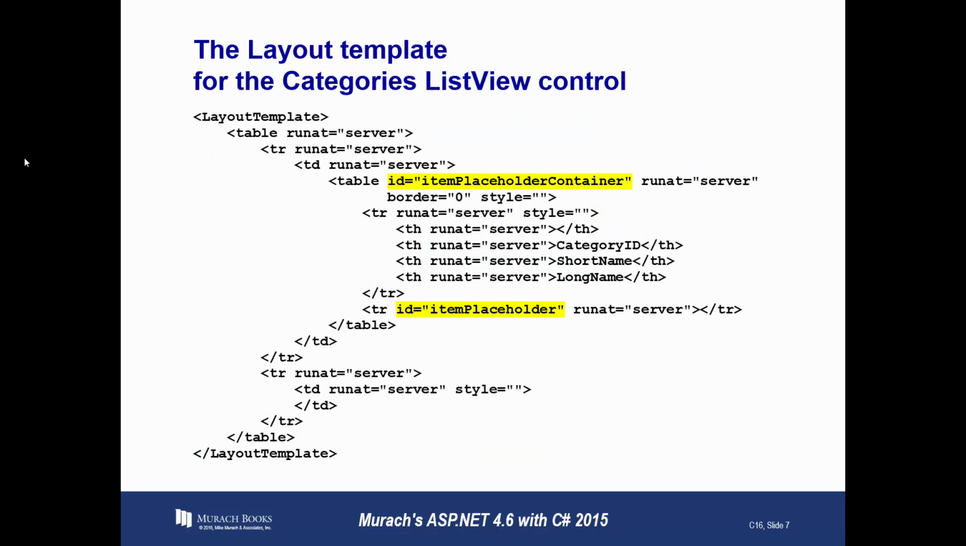Okay, as far as working with the layout template, the layout template that's generated, and this is on pages 572 and 573 in the book, uses a grid layout that consists of a table with 2 rows and 1 column. The first row defines the layout of the data displayed in the control, and the second row defines the layout of the pager control if pagination has been enabled.